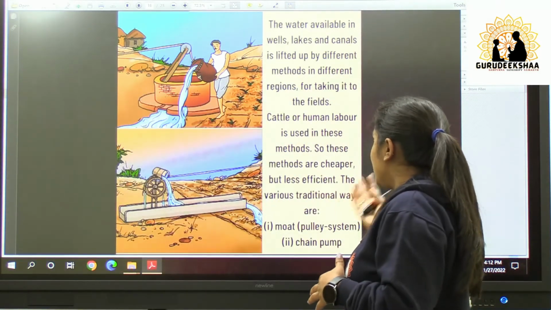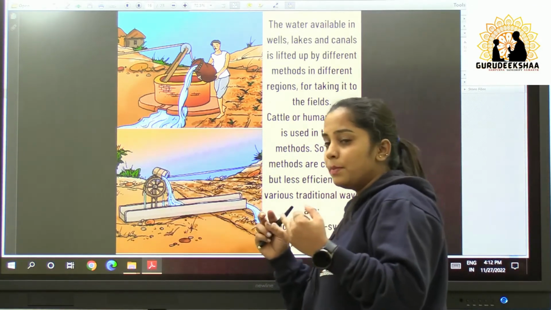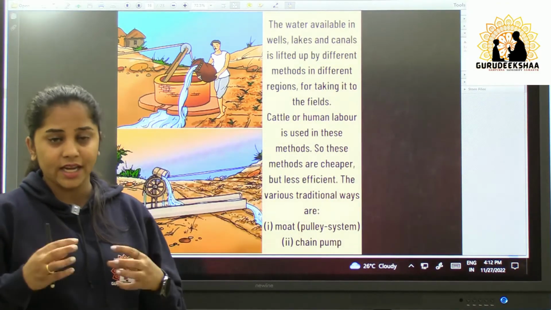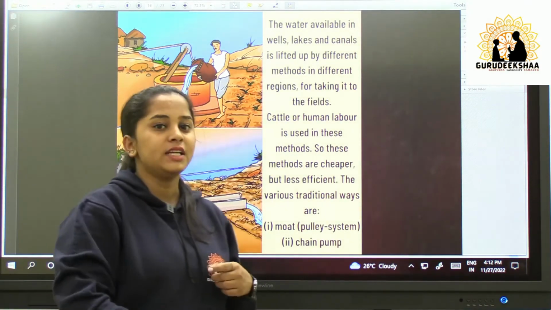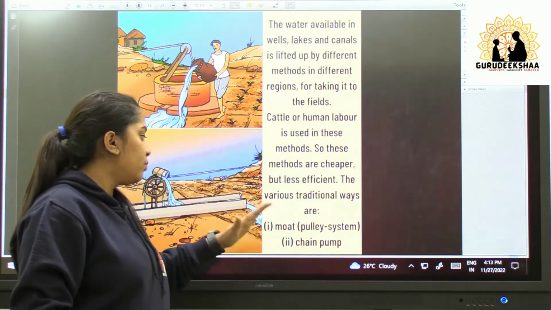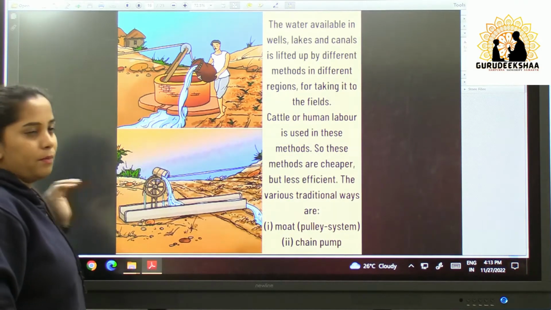So the methods are cheaper but less efficient. The cattle or the laborers cost less, right? But they were less efficient again. So the various traditional ways are the mote and the chain pump. This is the mote, this is the chain pump.